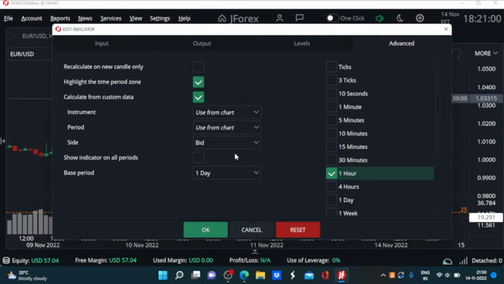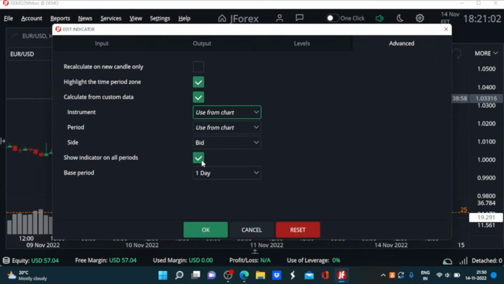Now I'm again restoring it back to show the indicator on all the candle periods. Base period can be any of these options, but usually it's not going to make much of a difference. Week or month.